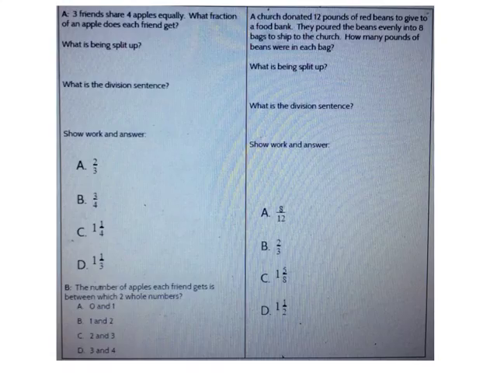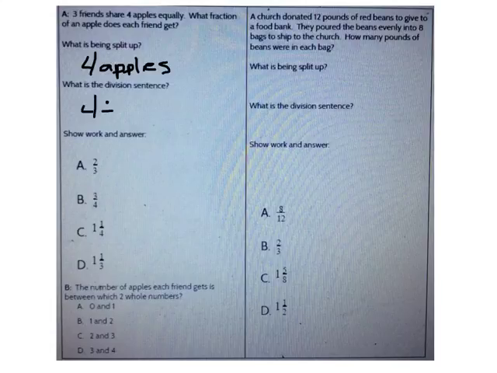Let's look at the first one. 3 friends share 4 apples equally. What fraction of an apple does each friend get? First, what's being split up in this problem? 4 apples are being split up in this problem. So which division sentence would we use? We are dividing 4 apples across 3 friends. Write that as an improper fraction. It's 4/3. Now let's show our work and find our answer. Change 4/3 into a mixed number now.